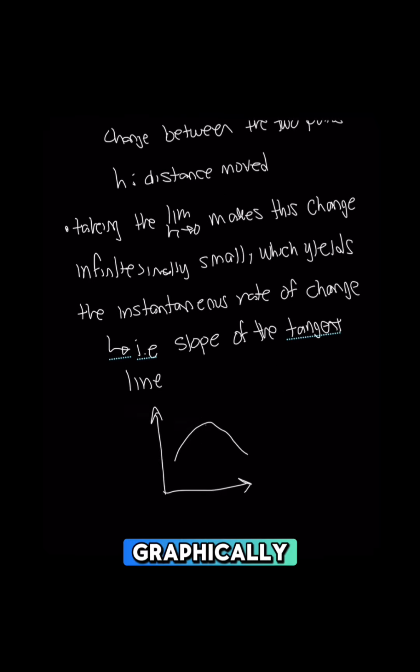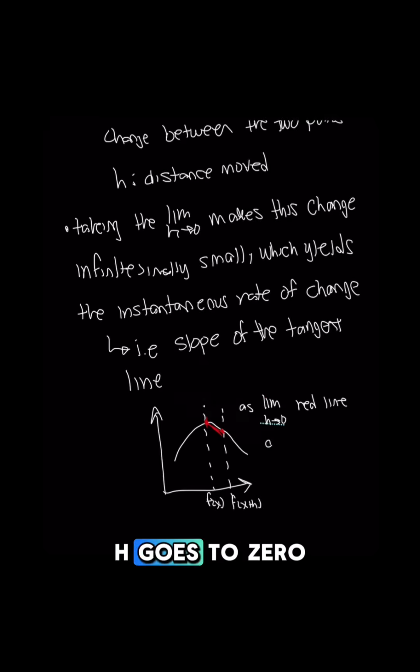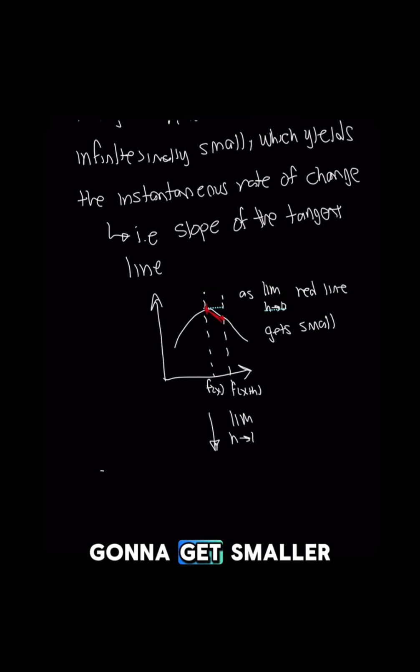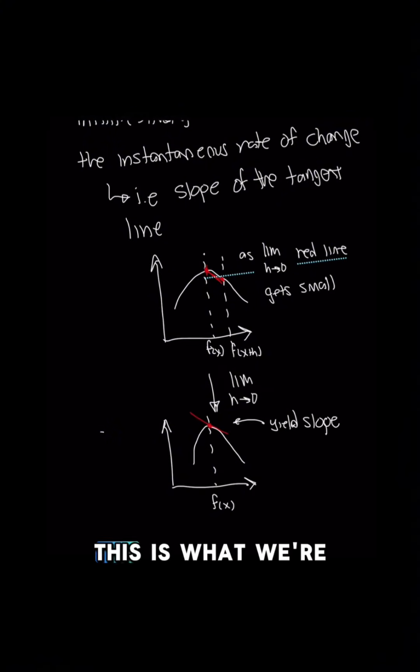This is better seen graphically. So we have our function at f of x, and then we have our function of f of x plus h a little bit to the right. We can draw our slope line here. As we take the limit as h goes to 0, this second point is going to get smaller and smaller, yielding the slope of the tangent line at f of x, which is what we're looking for.